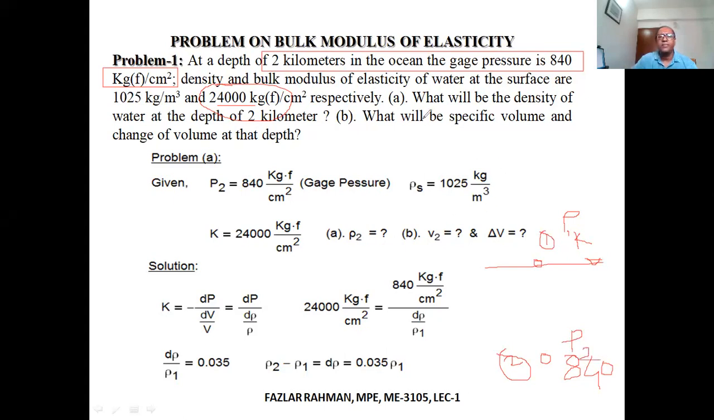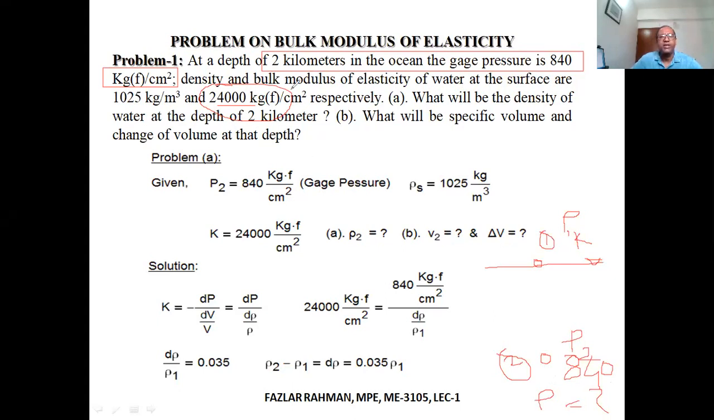So it's asking what will be the density of the water right over here. How much will the density be? That we need to figure out. What will be the specific volume? That means 1 by rho. And the change of volume at this depth, that you need to figure out.